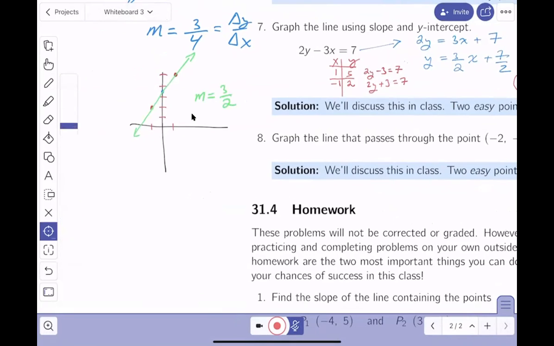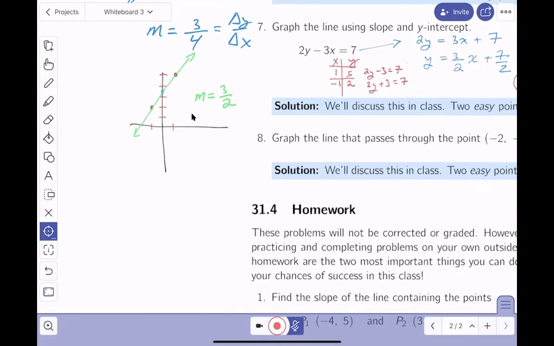Now, what does that mean? If you took any given point, you'd have to go up 3 units, 1, 2, 3, and then you have to go over 2, and you get that point over there. In fact, I was using slope to do that. Here's the problem, though. Some teachers make you take this point and move up 3 and move over 2.